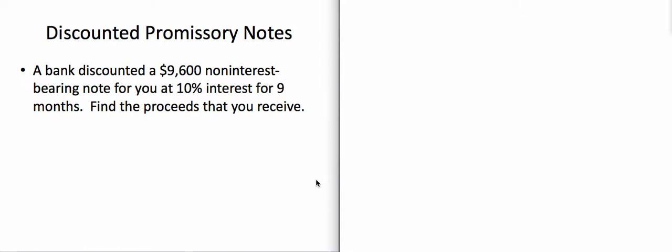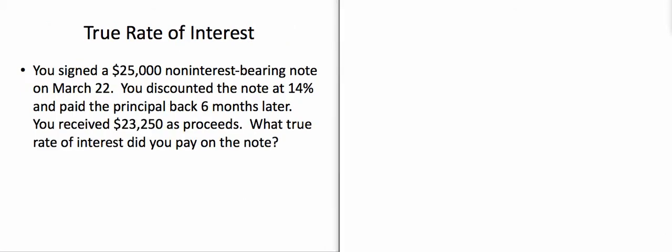Now this next idea is a little bit more challenging. It's finding your true rate of interest. All right, so it says you signed a $25,000 non-interest bearing note on March 22nd. They discounted the note at 14% and you paid that principal back 6 months later. All right, so when you got your amount, you received $23,250 as proceeds. So they want to know what your true interest was on the note.